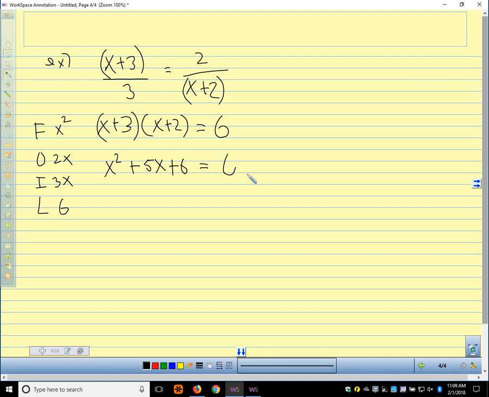Anytime you have an equation with an x squared, an x, and a number, you should get everything on one side of the equation and a 0 on the other side. Anytime you see an x squared, an x, and a number, that's what you want to do. So I'm going to subtract 6 from both sides.